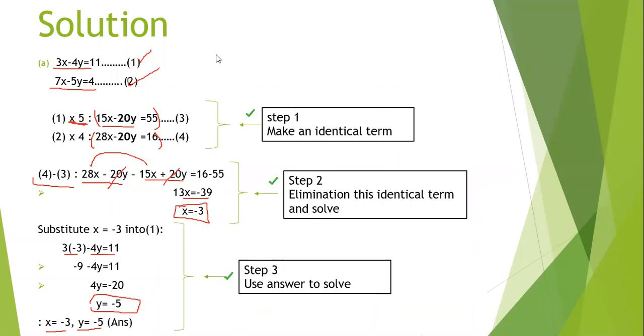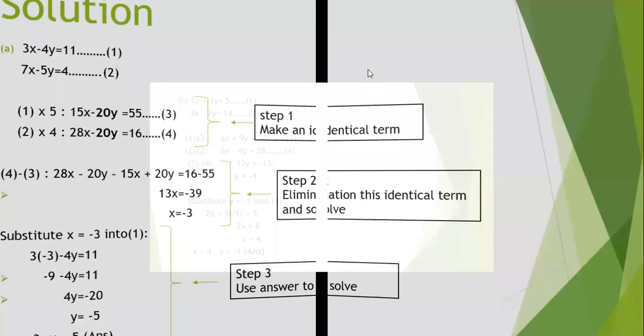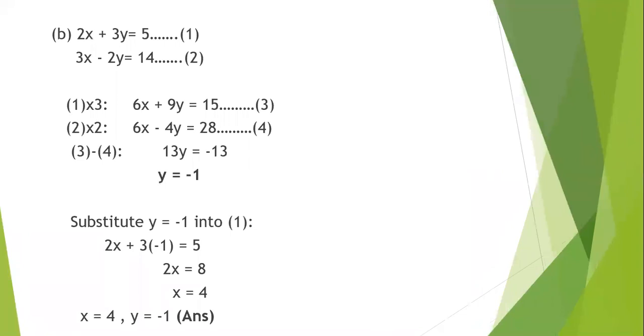Is it clear? Okay, next we go to the next example. This is example B, and we will do it on the same pattern. This is example B, equation 1 and equation 2. In this case, we want to eliminate x. So we will multiply equation 1 with 3, and equation 2 with 2.